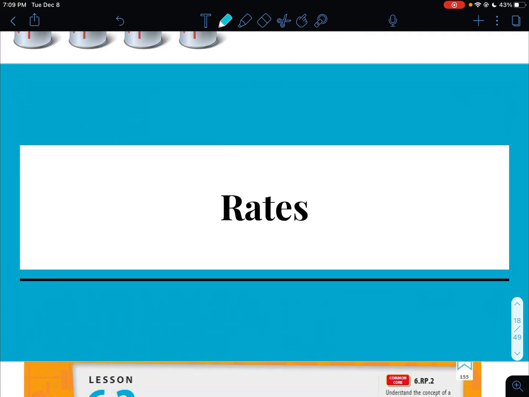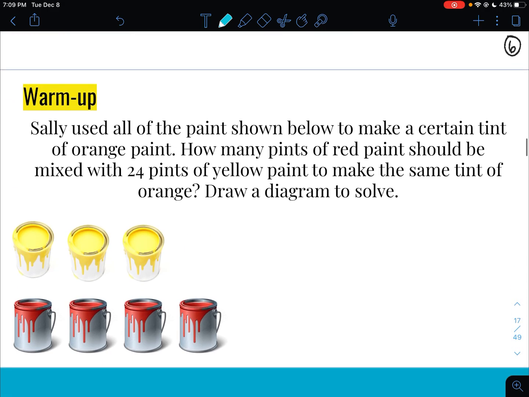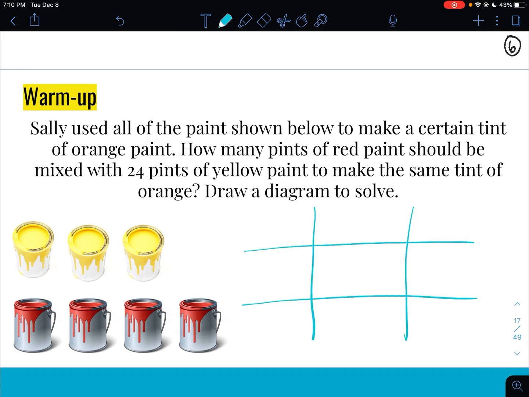Hey guys, today your lesson is going to be on something called rates. Rates are very, very similar to ratios, and I'm going to show you that in a second. But to get you warmed up, I would like you to solve this ratio problem. You are going to use a hashtag for this, so don't forget to draw your hashtag, win, and solve the problem. Pause the video, and when you come back, you'll see how you did.